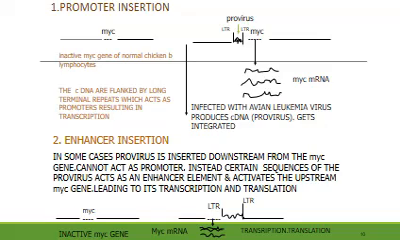So, promoter insertion is done where? It is done upstream of the MYC gene. So it can act as a promoter. The provirus acts as a promoter and it activates the MYC gene. But in the second case, the provirus is inserted downstream from the MYC gene. So it cannot act as a promoter, but certain sequences act as an enhancer element and activate the upstream MYC gene, leading to its transcription and translation.